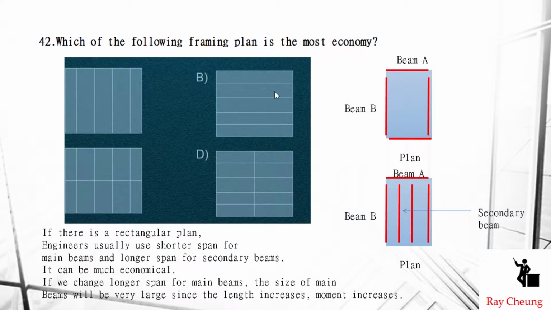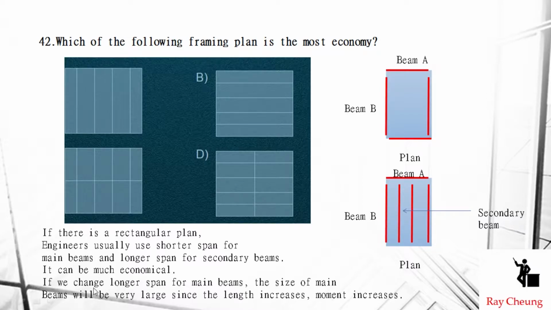Another type is the so-called most economic framing plan. Something like, if we see this is a shorter span, for example, this is 5 meters and this is 15 meters. Most likely the engineer wants to use the longer span for the secondary beam and the shorter span for the main beam. I will show you the reason why.